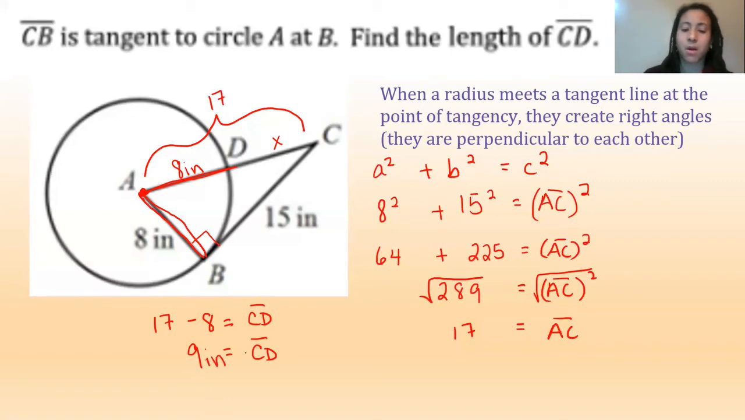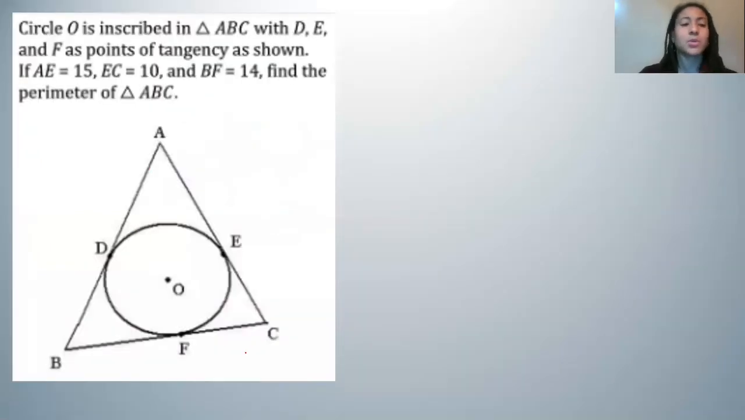All right, next one. So now we have circle O inscribed in triangle ABC with D, E, and F as points of tangency as shown. AE is 15, EC is 10, and BF is 14, and we want to find the perimeter of triangle ABC. Let's fill in a few things. We know that AE is 15, we know that EC is 10, and we know that BF is 14.